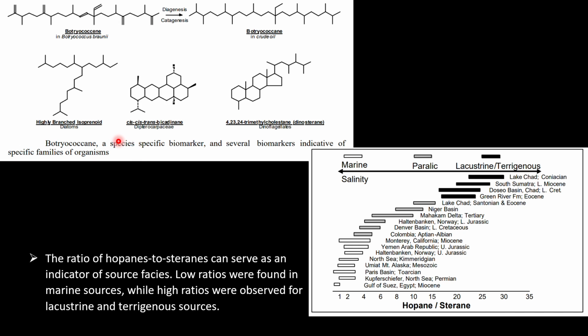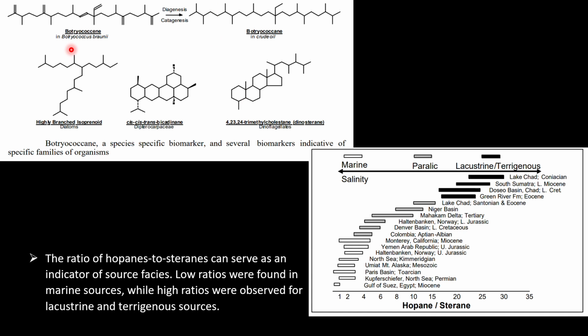These are the various biomarkers and various tiny organisms of different microfossils, which can leave a biomarker remaining like this structure. So this is the diatom biomarker, highly branched isoprenoid. Whenever this structure is found in the rock, it means that this is a diatom biomarker. This is the dinoflagellate. Dinoflagellates mostly indicate a marine environment.